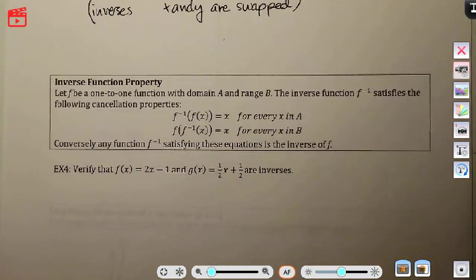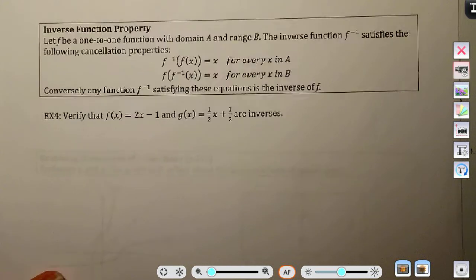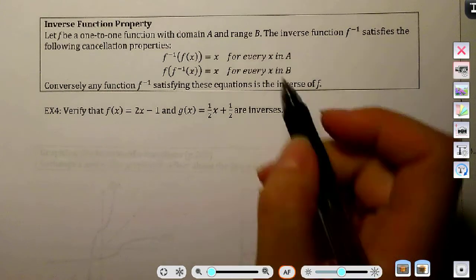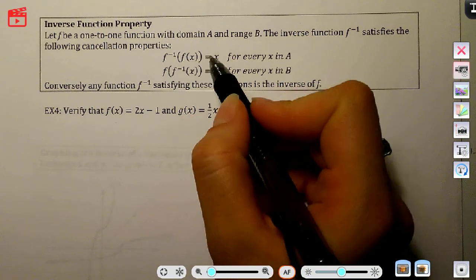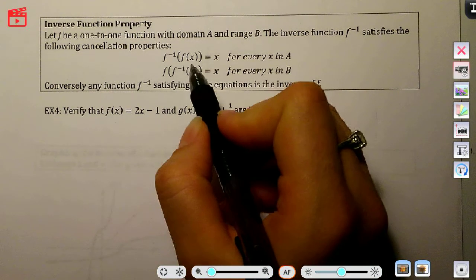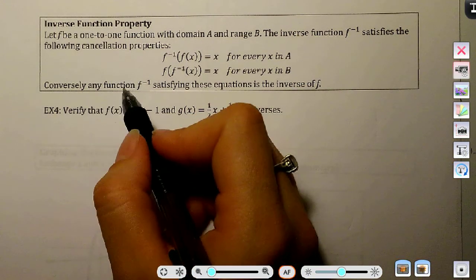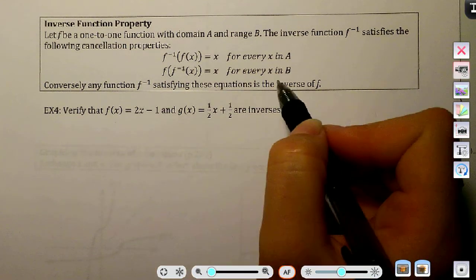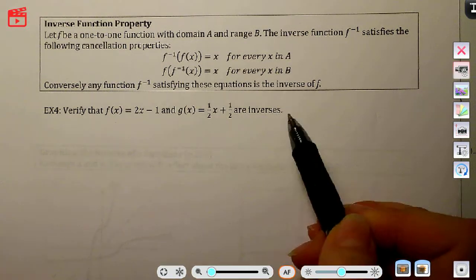All right, inverse function property. So let f be a 1-to-1 function with a domain A and a range B. The inverse function, f inverse, satisfies the following cancellation properties. So you put one function inside the other, so f inverse of f of x equals x for every x in A. And this other requirement where you instead input the inverse. So it says, conversely, any function f inverse satisfying these equations is the inverse of f. Okay, so we have to check and make sure that both of these requirements are satisfied.